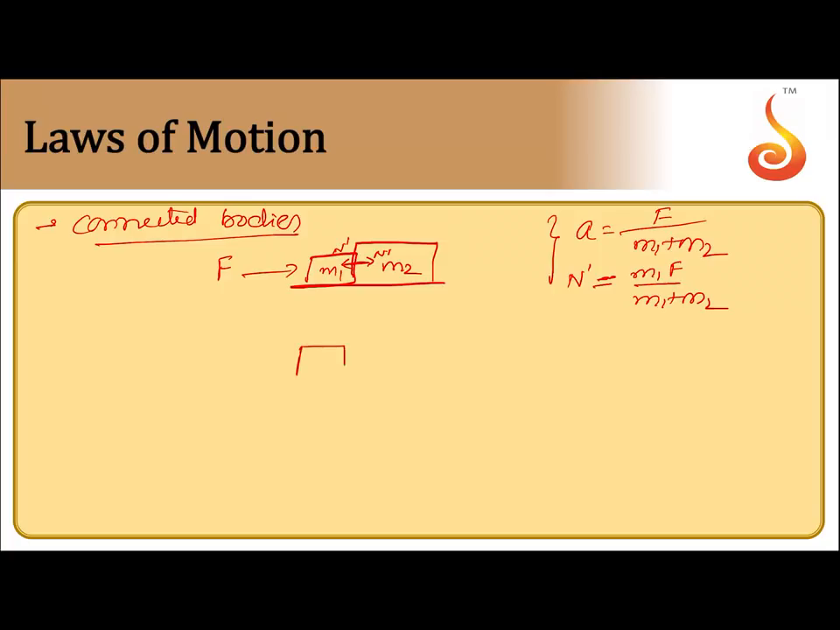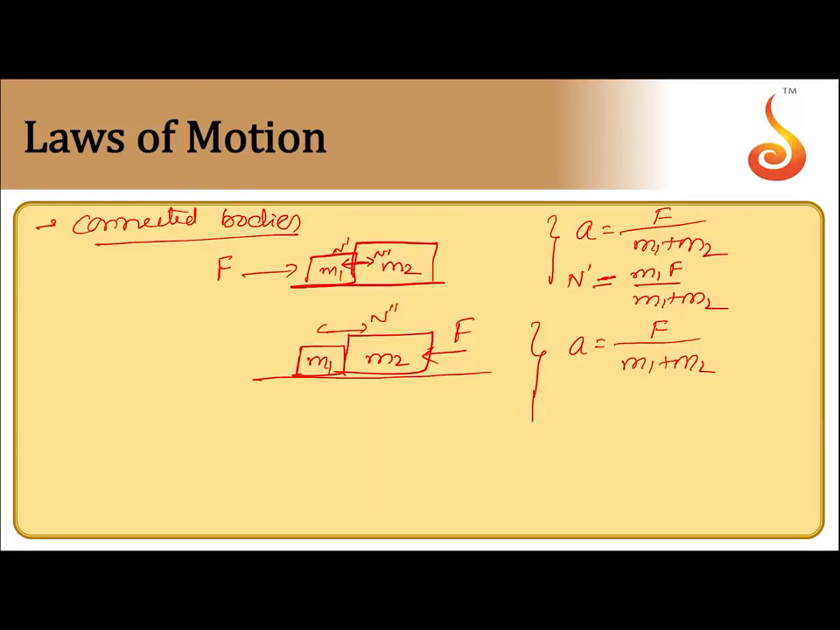Suppose I consider this case, m1 and m2. This time I am applying the force from this side. Say F is applied from this side. Guess what? Acceleration is again F divided by m1 plus m2. The normal reaction between these two, suppose N double prime is the representation, N double prime is equal to, guess what should be the equation? You are right, m2 F divided by m1 plus m2. Isn't it? Simple.